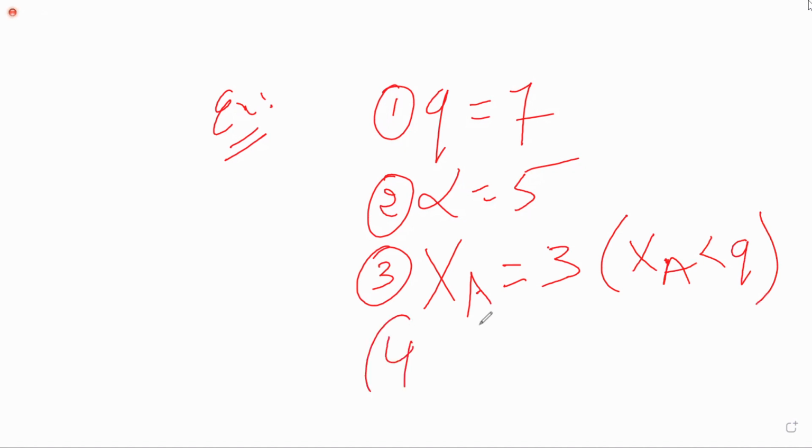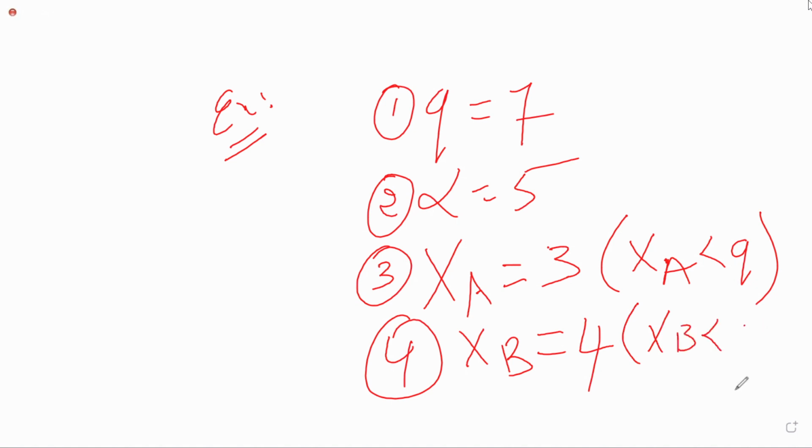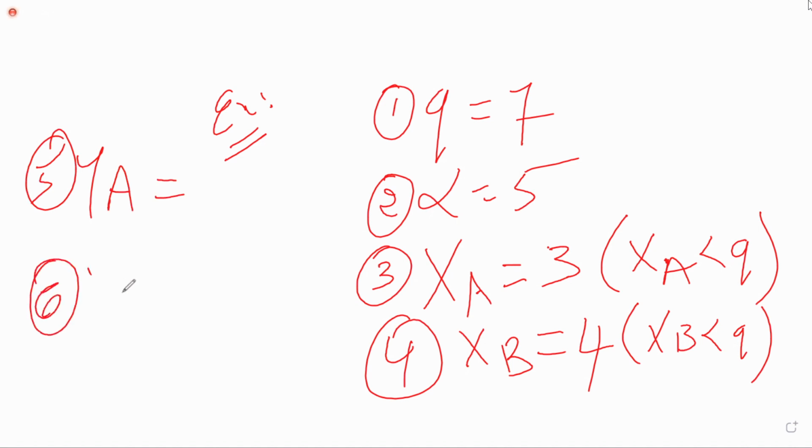And the fourth step is selecting the private key at the receiver side. Suppose the receiver is using 4 as a private key, then again this XB is less than Q, isn't it? So after selecting these private keys at the sender and receiver side, now the sender has to calculate YA. Now tell me what is YA. You calculate and tell me what is the public key of the sender and the public key of the receiver.